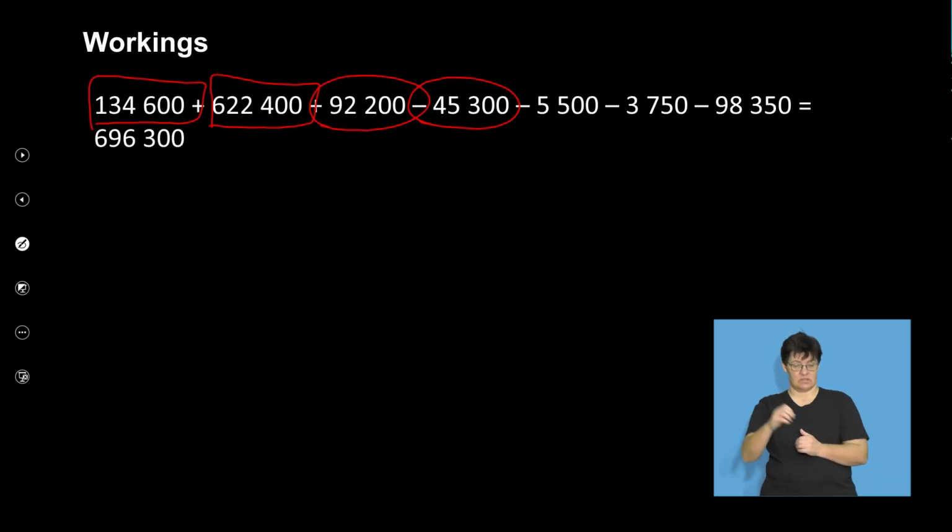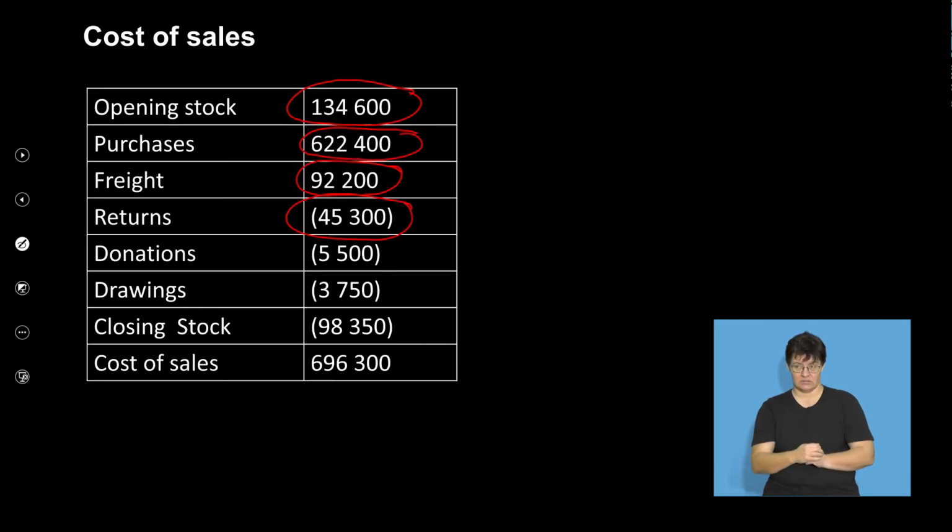Watch here, minus the 5,500. Whereas in my table, again, donations specified in brackets. Can you see? It's in a bracket indicating that I am subtracting.